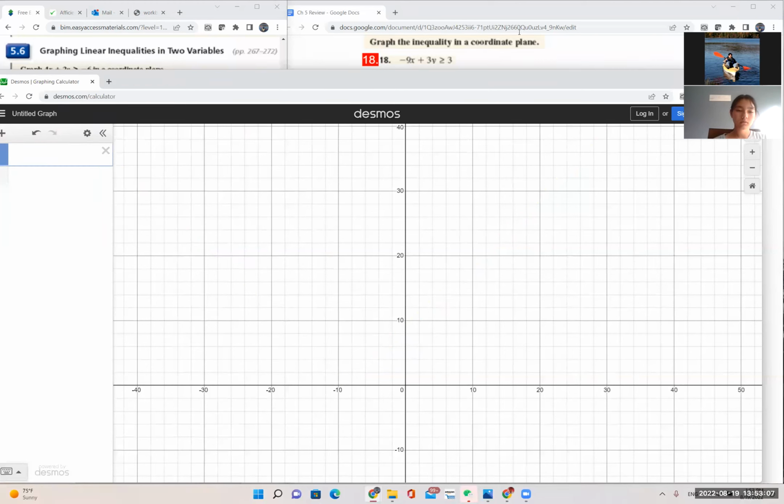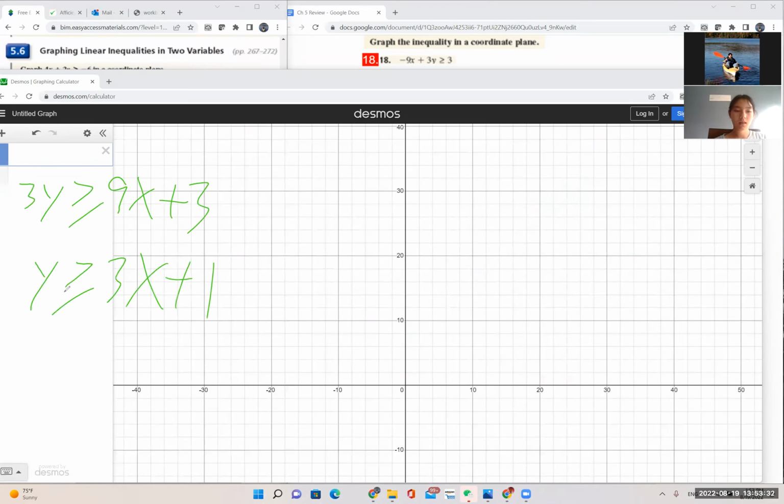So first, you can simplify this line a little bit. Let me write this way. Means we get 3y greater than 9x plus 3, right? Correct? Then both sides divide by 3: y greater than or equal to 3x plus 1. Do you think this is very nice?